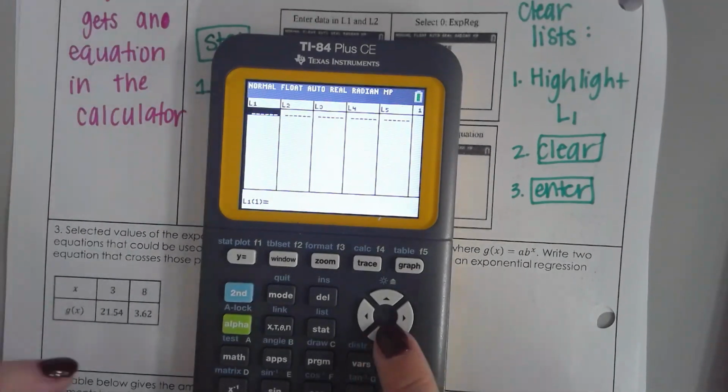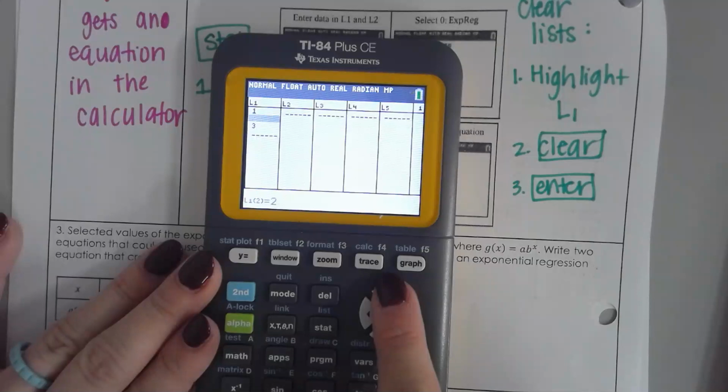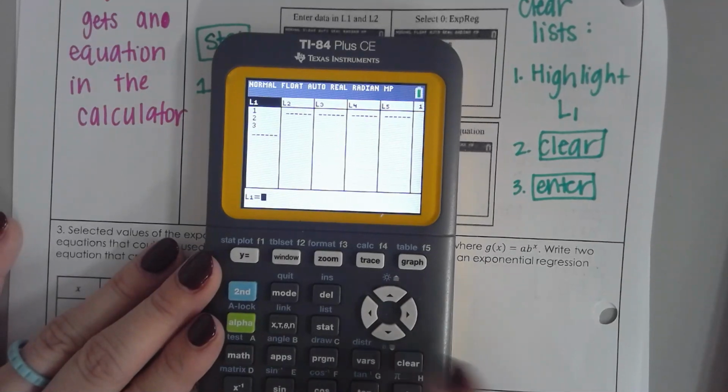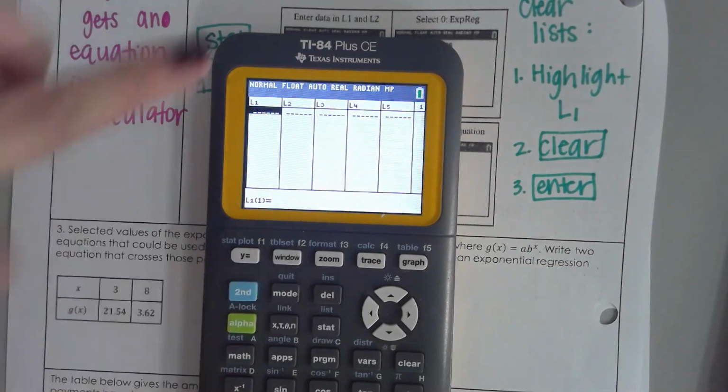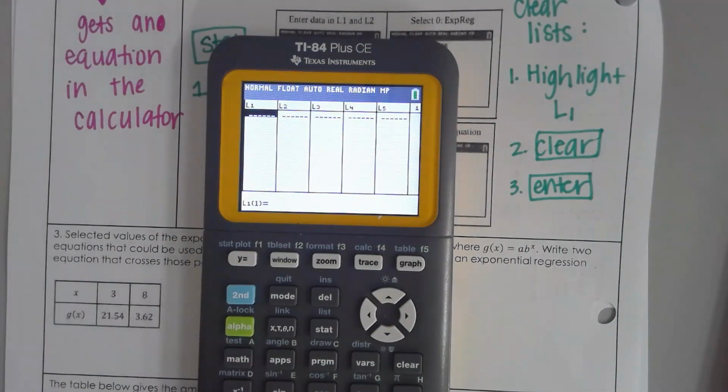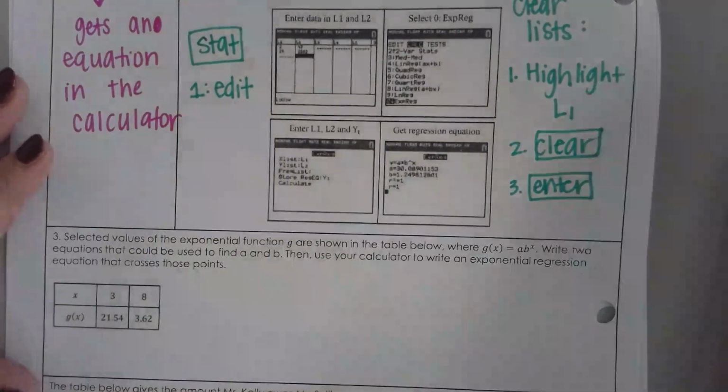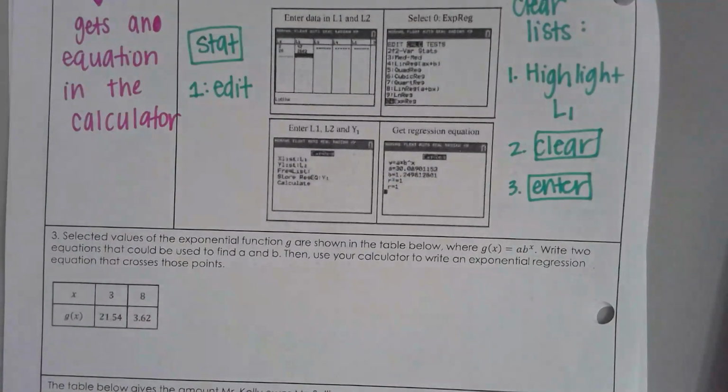So let's say I have 1, 2, 3. Highlight it, hit clear, and then hit enter. And it clears it out. If you hit delete, list 1 goes away, and then I forget how to get it back, but I can figure it out. So, number 3.